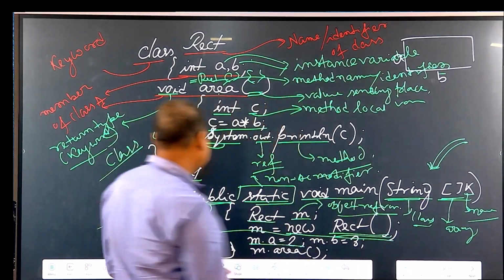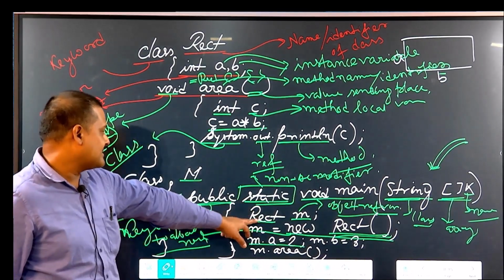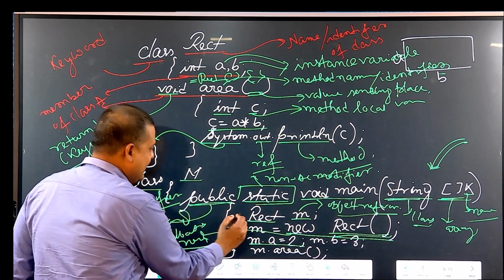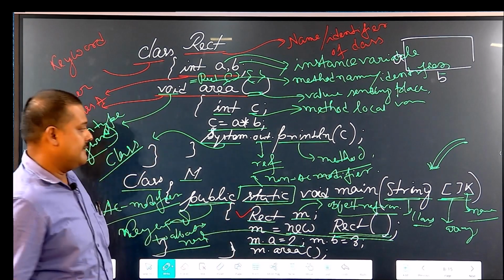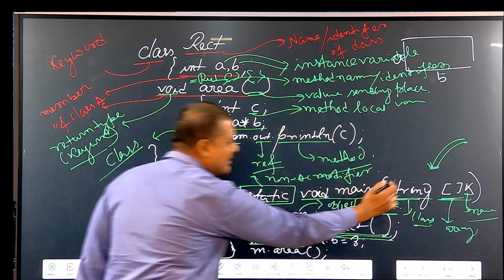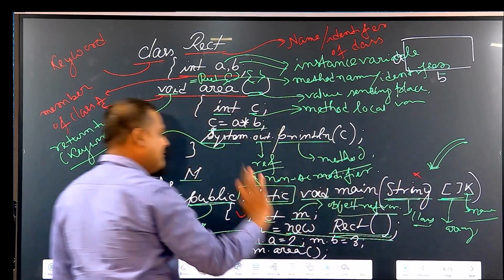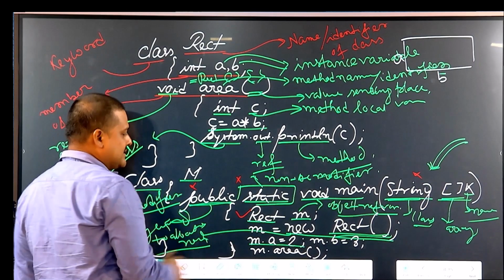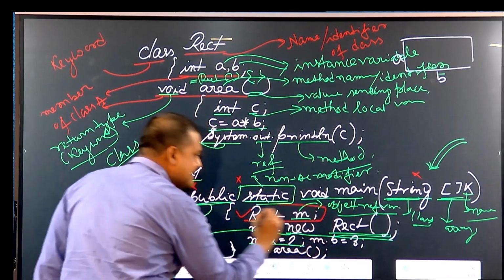Now, what is written inside main? The first line is rect m. Forget about all these things; I will discuss them later, and we will gradually learn them. Just rect m, this is the instruction.